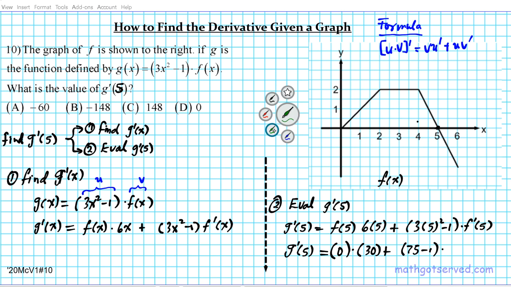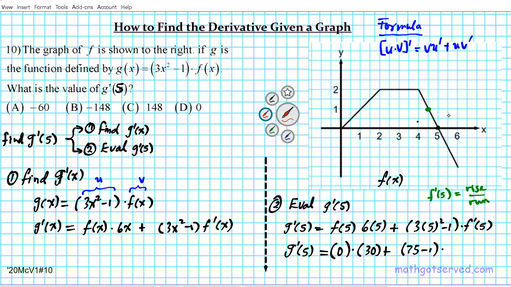So to find f prime of 5, we're simply going to use algebra. We're just going to look for 2 lattice points that can easily help us evaluate the rise over run. Okay, so let's look here. I like to pick this point right here. This is a nice little lattice point. And this is another one right here. You do rise over run.